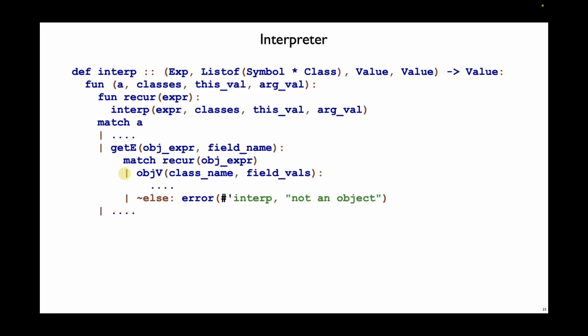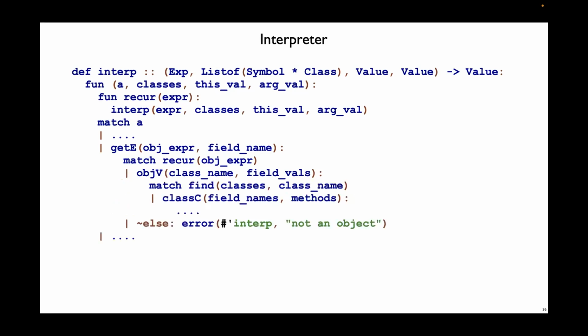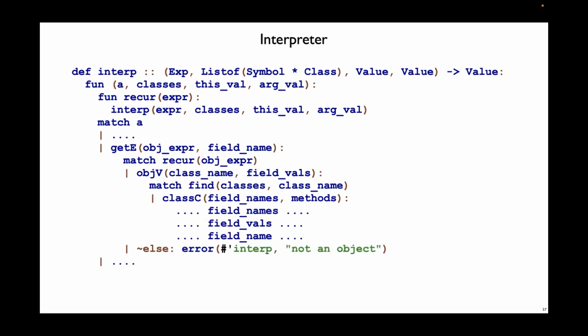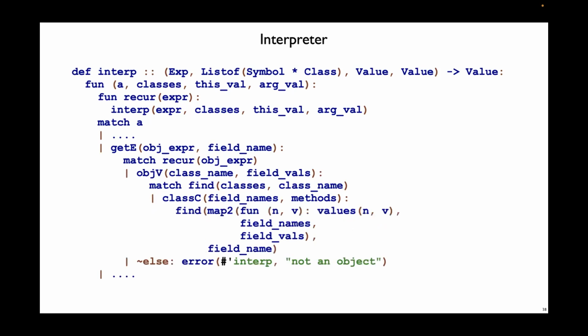The answer to that question is inside of the class. We need to use the class name to look up the class value. We call find and then unpack the class that we get as a result. And the final step is to match up those field names with the current name and extract the corresponding value. We can do that with find as well. We just need to use map2 as a first step to create a list of pairs where the first element is a field name and the second element is a field value.